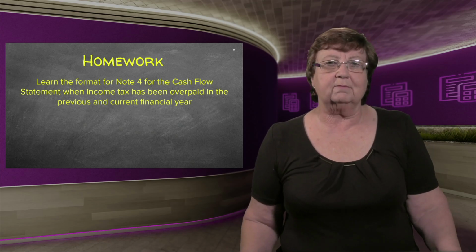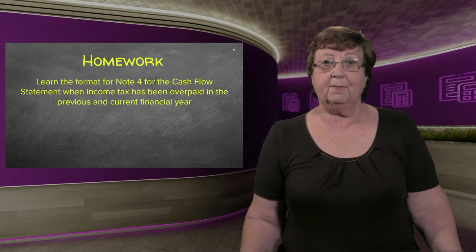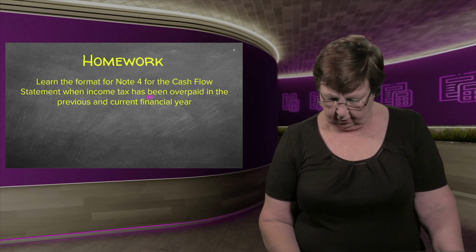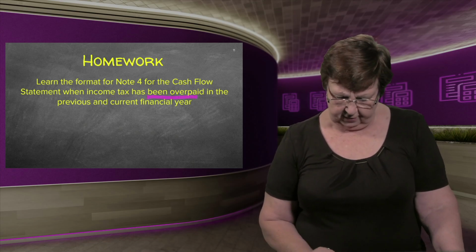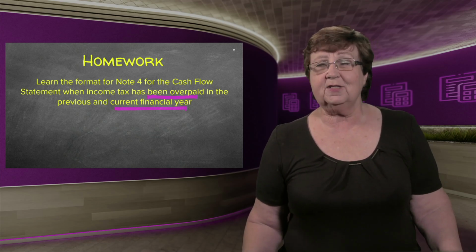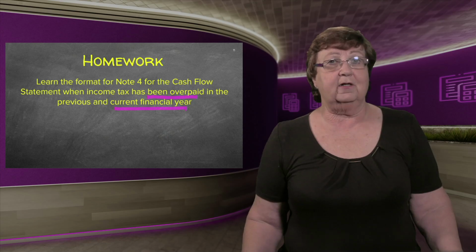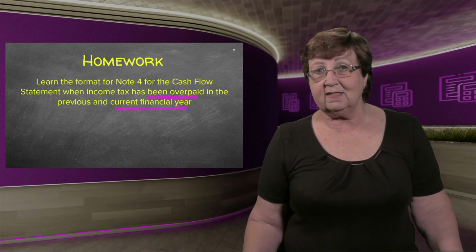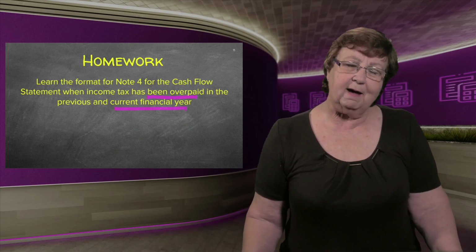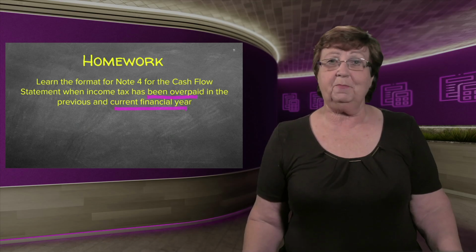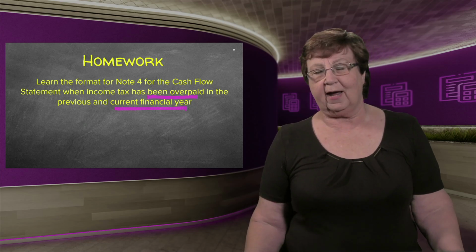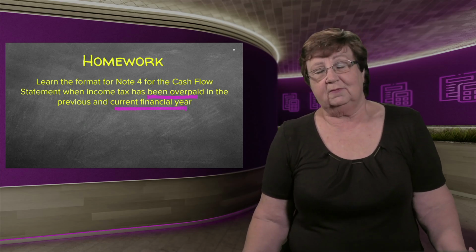So, homework. Learn the format for note number 4 for the cash flow statement when income tax has been overpaid in the previous and in the current financial year. So that's just the third scenario. You will have to look at the exercises in your textbook, and we will have to put on our thinking caps and see what is applicable. But just remember, if tax was paid, it's in brackets. If tax hasn't been paid, no brackets.